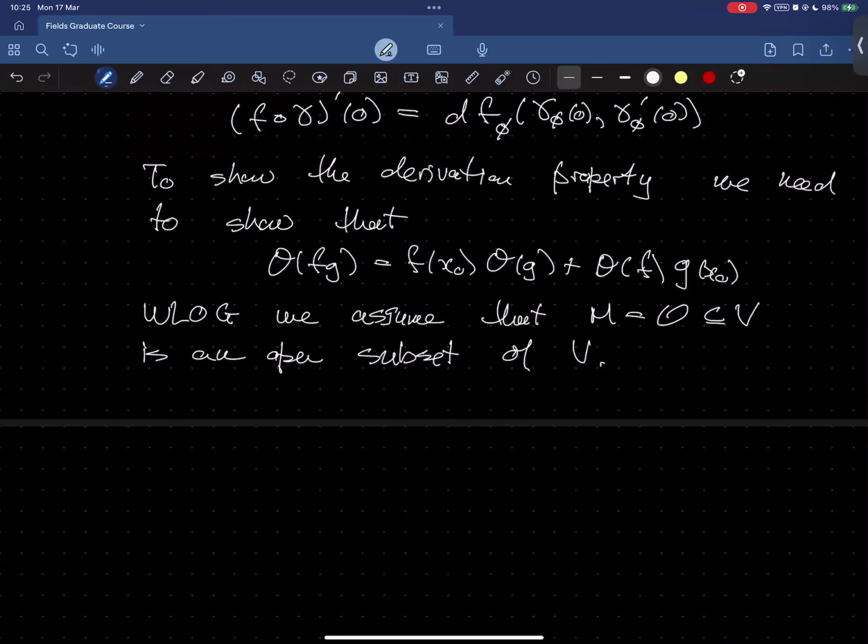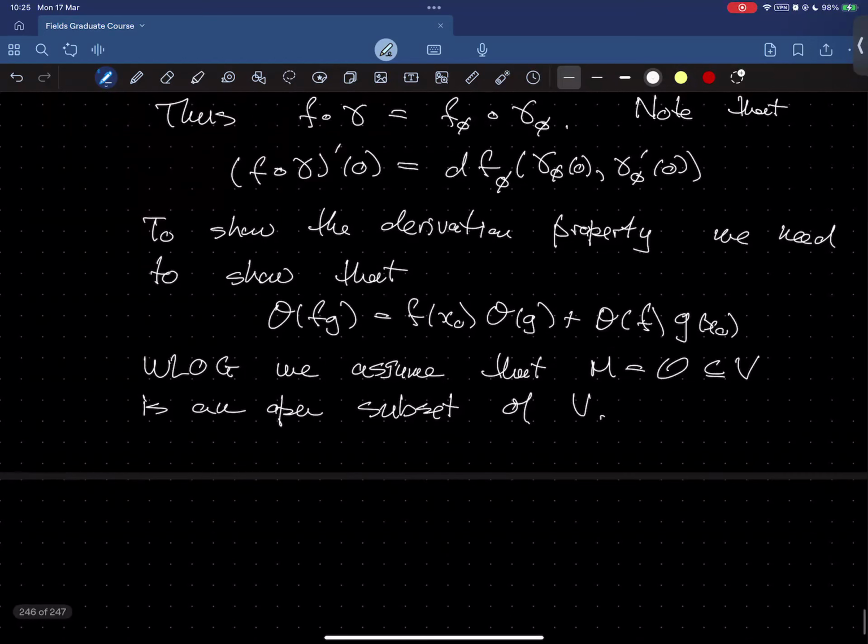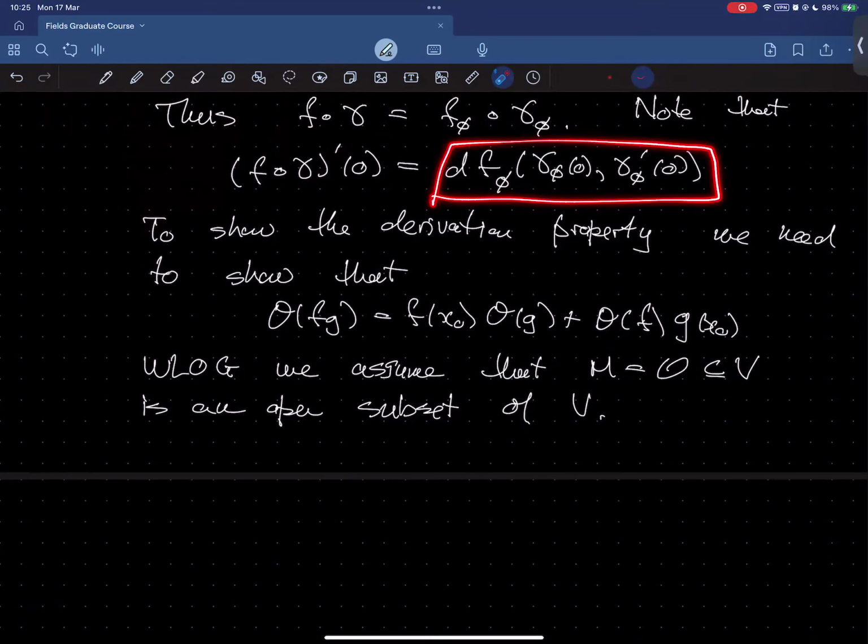Okay, so what I will do is think about what I'm going to be using here, what the definition of the derivative is, okay? Namely that it's the directional derivative, okay?